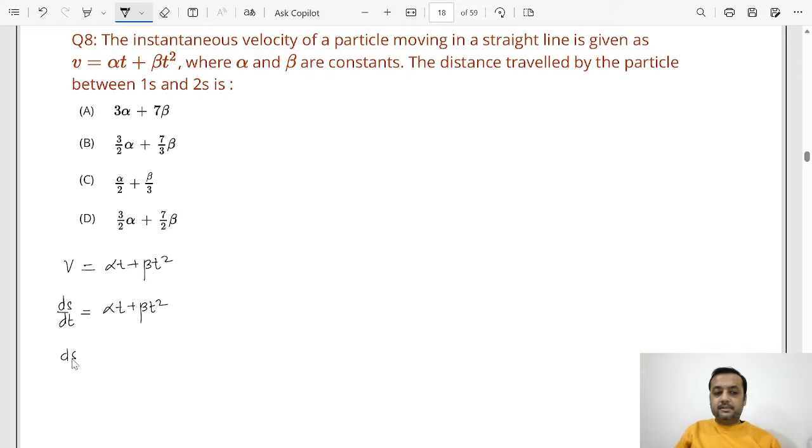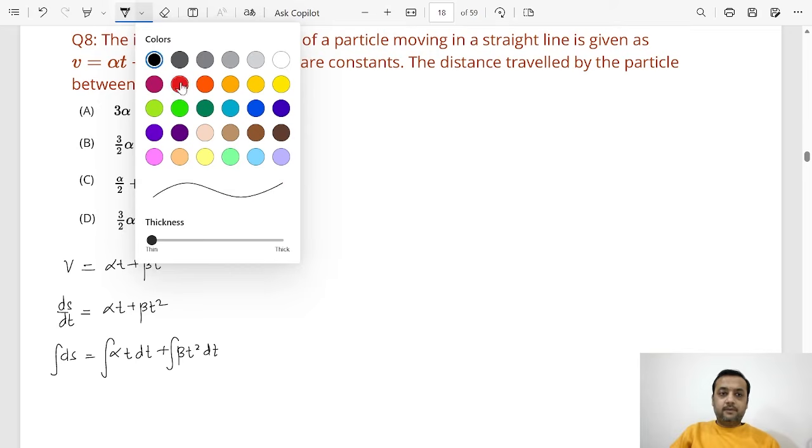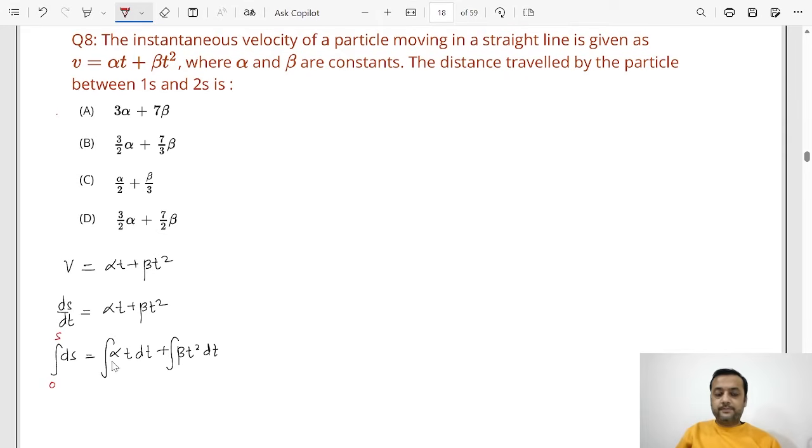So dt you can take to this side: alpha t dt plus beta t square dt. And we can integrate. This will be from 0 to s, and time will be from 1 to 2, since we have to find the distance between 1 and 2 seconds. So from 1 to 2 we can directly integrate. So this will be s. Now alpha t square by 2, limits 1 to 2. Then this will become beta t cube by 3, limits 1 to 2.